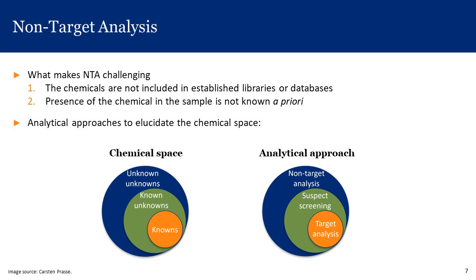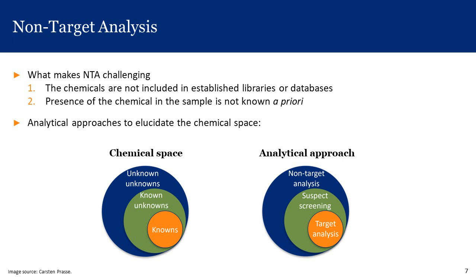One aspect that is important to think about is the chemical space that different approaches can detect, and this is highlighted here. On the left side of this graph, you can see three different circles showing the chemical space. The chemicals present in the samples are divided into what is called knowns, the smallest circle here in orange, which are the chemicals that we know are present.